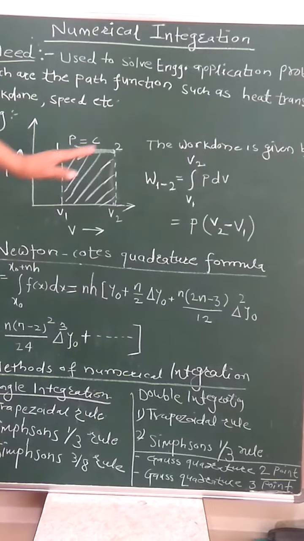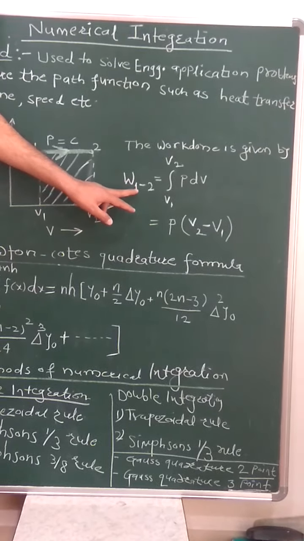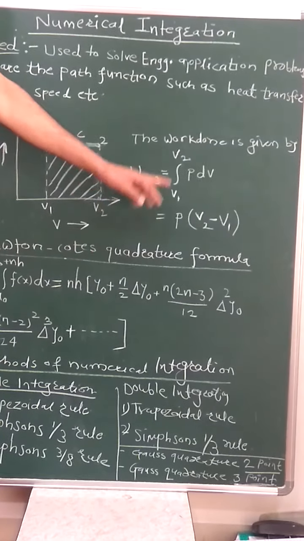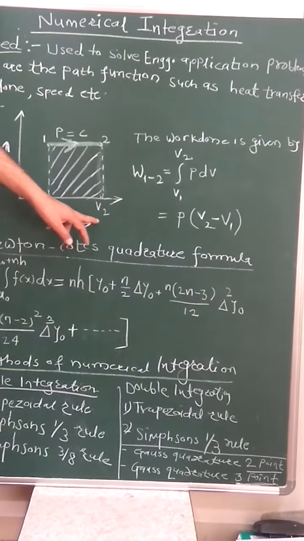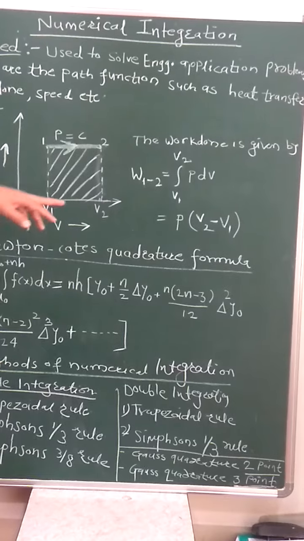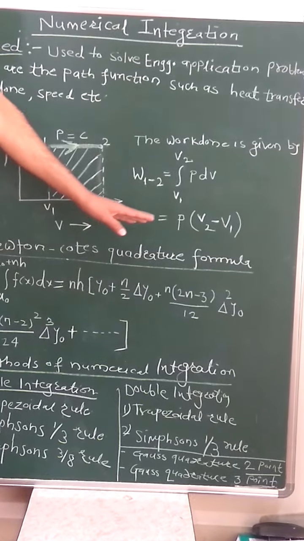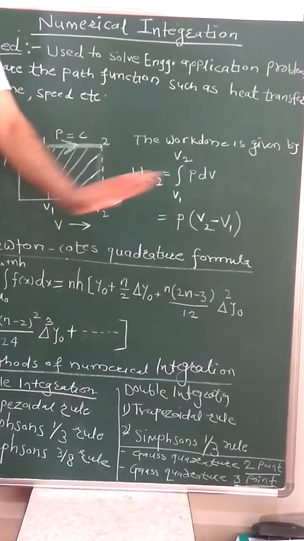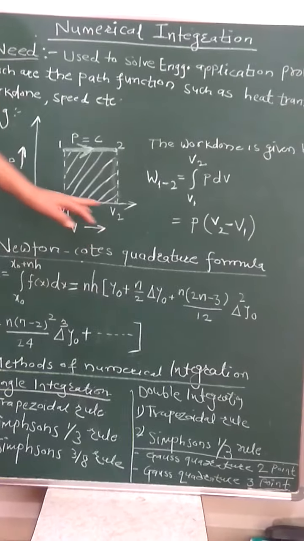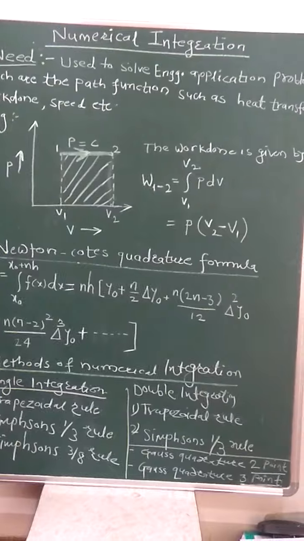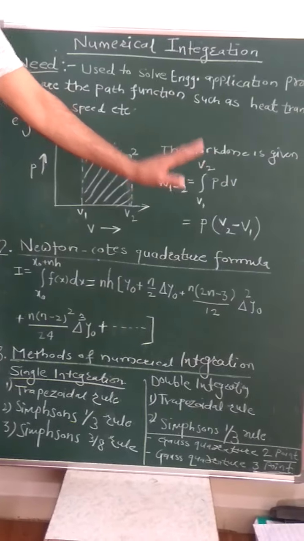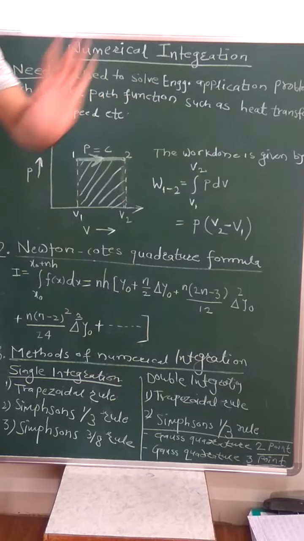We all know the work done from process 1 to 2 is equal to the integration from V1 to V2 of P dV. V1 is the initial limit, V2 is the final limit, and it comes as P times (V2 minus V1), that is final limit minus initial limit. Simple. Similarly, we can calculate heat transfer.